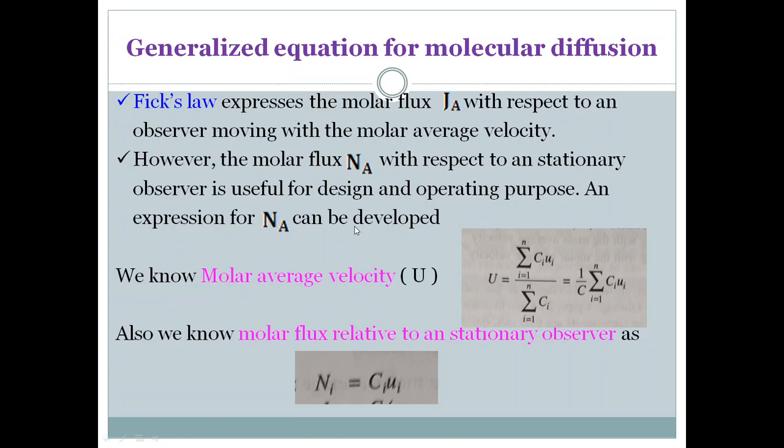How will I do this? Now we know the molar average velocity U equals summation of Ci ui by summation of Ci, equal to 1 by C, the total concentration, into summation of Ci ui. We know this one, and also we know that the molar flux relative to a stationary observer, capital Ni, equals Ci ui. Already we have studied this.